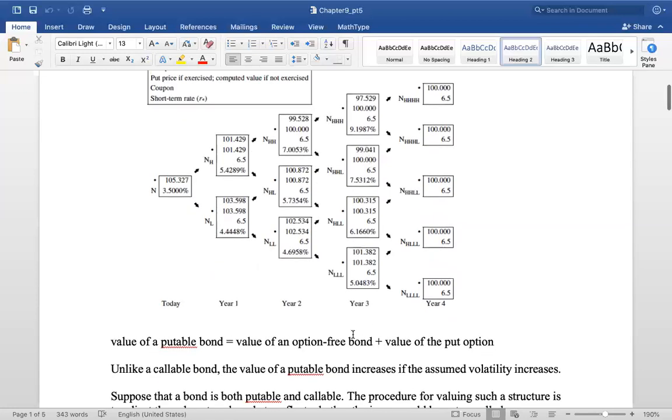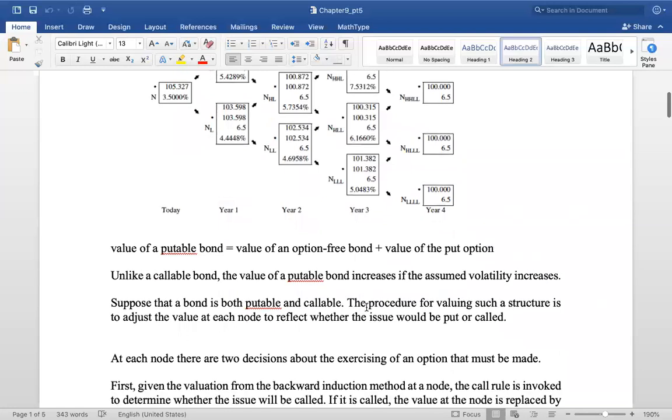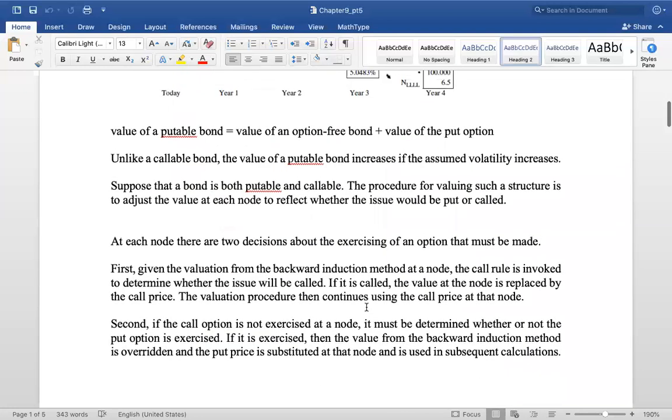Again, the value of a puttable bond will be the value of an option-free bond plus the value of the put option. Unlike the callable bond, the value of a puttable bond increases if the assumed volatility increases. Why? Because the volatility will increase the chances for investors to put the bond back to the issuer.